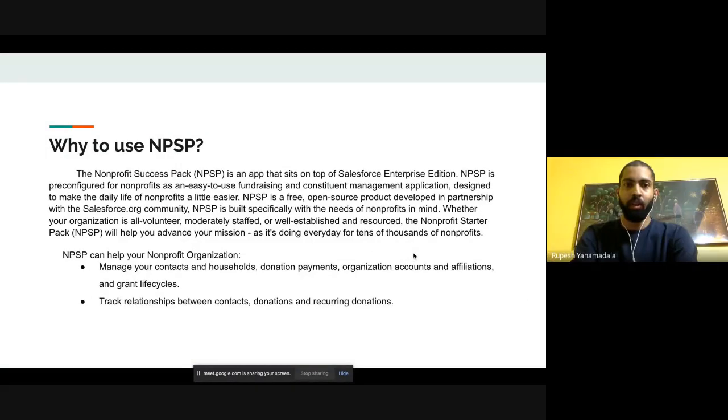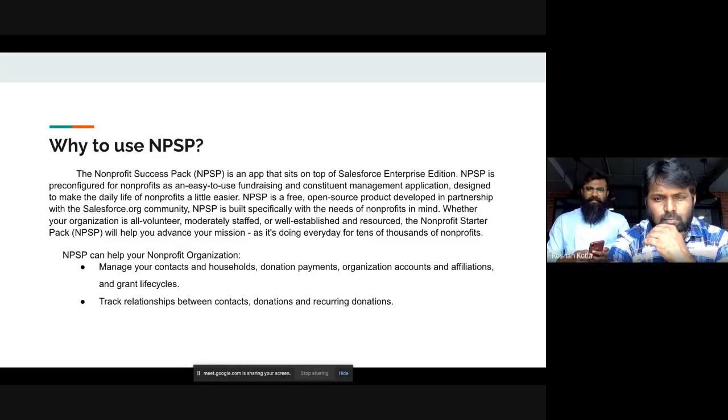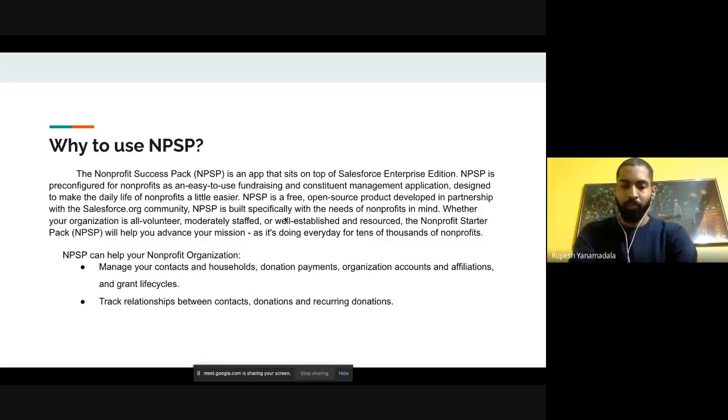So why do you use NPSP, the non-profit success pack? Basically, it's a package which we can use to organize a non-profit organization or help it do its day-to-day activities with better planning and better control. It is also helpful in tracking and maintaining a set of relationships between contacts, such as who are the donors and who are the organizers, etc.